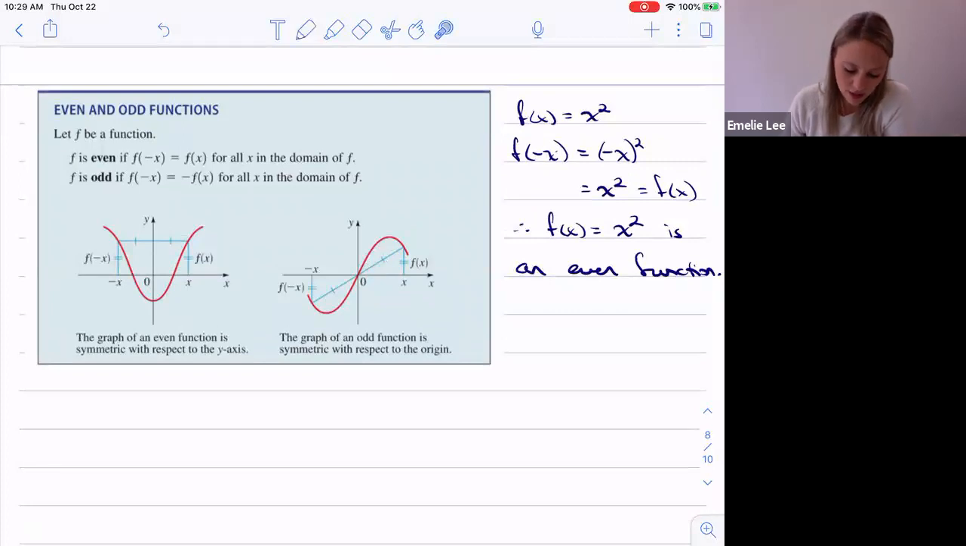So we just need to be aware that we can have even or odd functions, and it's going to determine what the shape of the graph looks like.